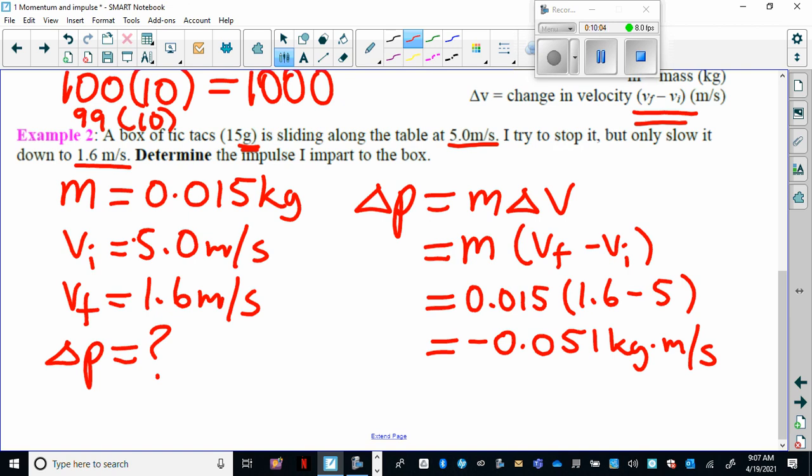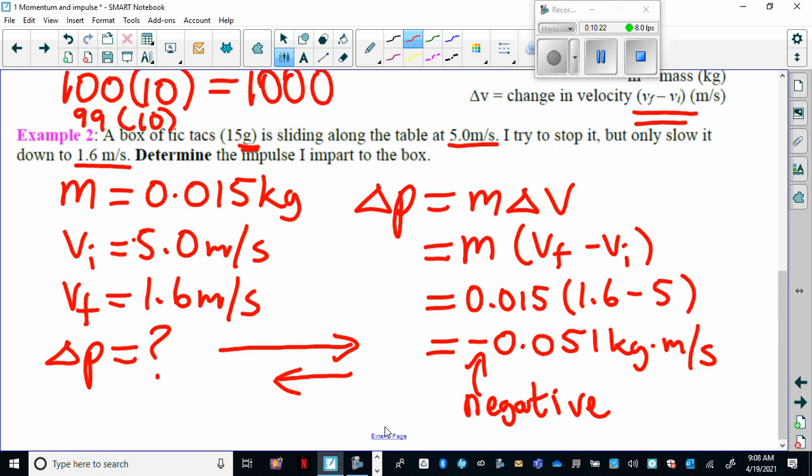The negative simply indicates that it was in a negative direction, right? In other words, what was the direction? If I'm pushing the box of Tic Tacs to the right, which direction was the impulse? It was to the left. So that's what the negative indicates, which makes sense. It's slowing down, so really it's accelerating in that direction. If you remember the whole lesson on negative acceleration from Physics 20.